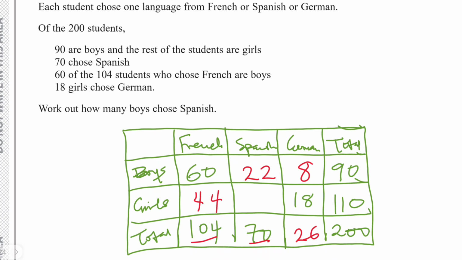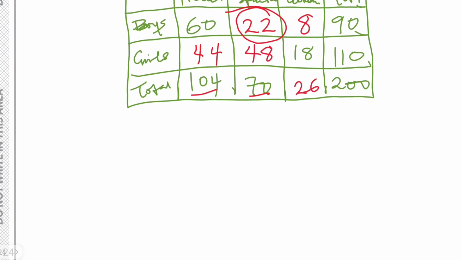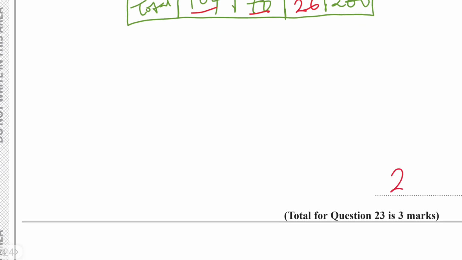Out of 70 students who chose Spanish, 22 are boys, so the girls is going to be 48. So now our question says, how many boys choose Spanish? Boys and Spanish is 22. So our answer is 22.